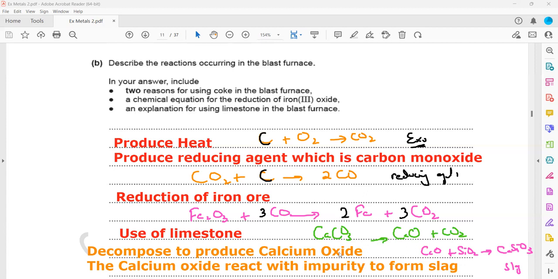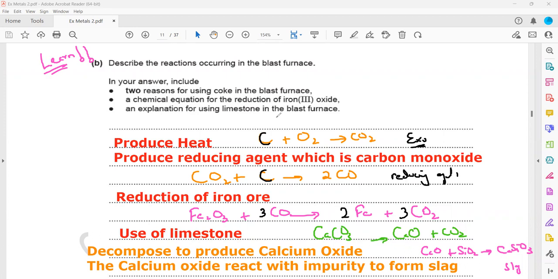Is it clear? So you have to learn this extraction. You have to memorize the steps of this extraction, how iron is extracted in the blast furnace. Any question in this? Okay, sir. No, sir. It's only confusing.